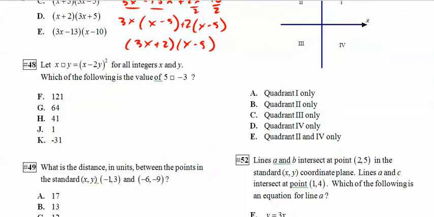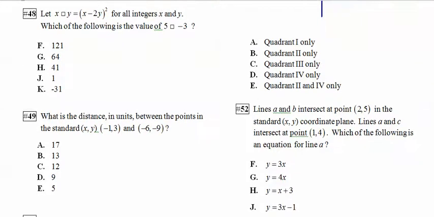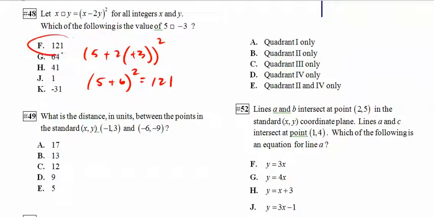This freaks people out. There's nothing to freak out about. Let some bizarre operation called x squared y equal this. What's 5 squared -3? We'll just plug them in. 5 goes for the x. -3 goes for the y. Cancel out. 5 plus 6 squared is 121. Nothing to be afraid of.